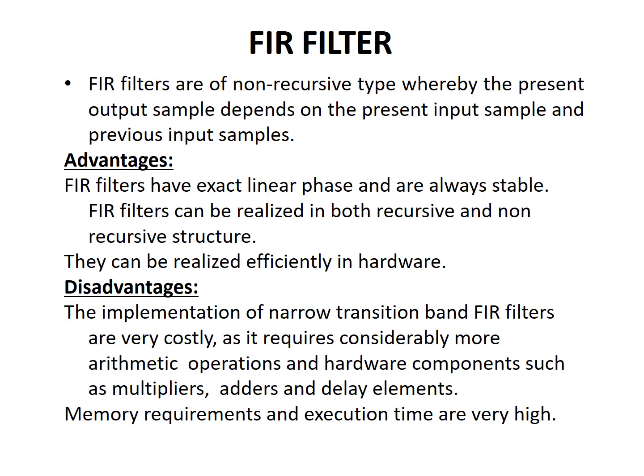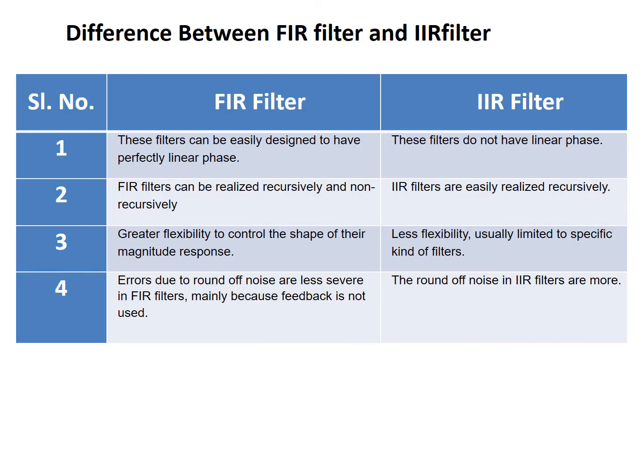The disadvantage of FIR filters is that the implementation of narrow transition band FIR filters is very costly, as it requires considerably more arithmetic operations and hardware components such as multipliers, adders, and delay elements. Memory requirements and execution times are very high in FIR filters. So this is the difference between the FIR and IIR filter.